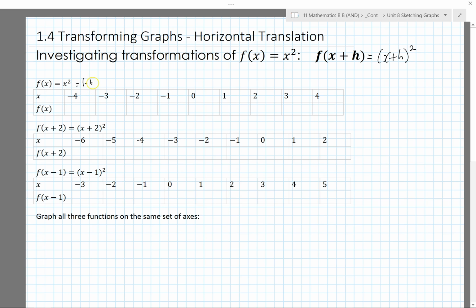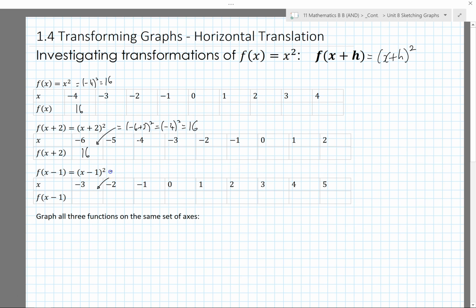First point here, minus 4 squared, 16. It's always 16. And here, I'm after minus 6 plus 2 squared. So I'm really ending up with minus 4 squared. So I get 16 here. So at minus 6, I get the value I would have got at minus 4 in the original function.